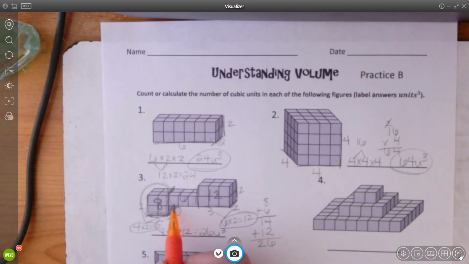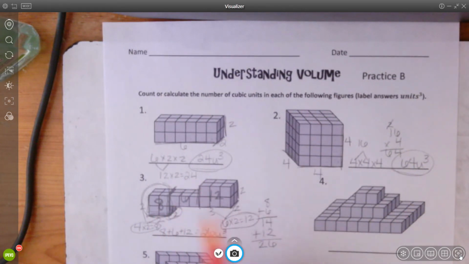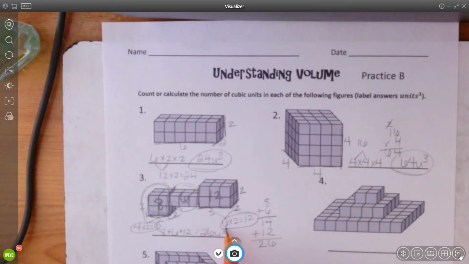Here, I just counted because there's no volume. It's just the base. So we had 1, 2, 3, 4, 5, and 6. So that gave us this volume of 6. Now our length was 3, our width was 2, and our height was 2. So I took 3 times 2 gave me 6, and 6 times 2 gave me 12.